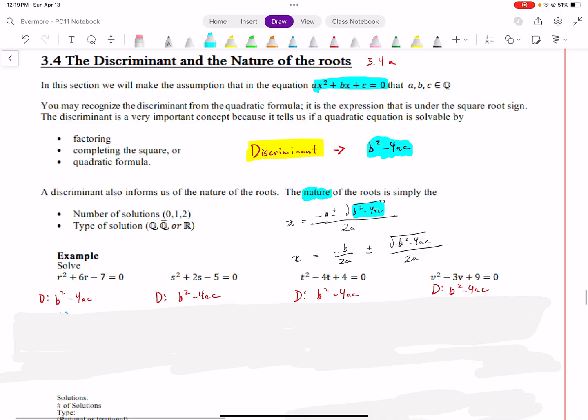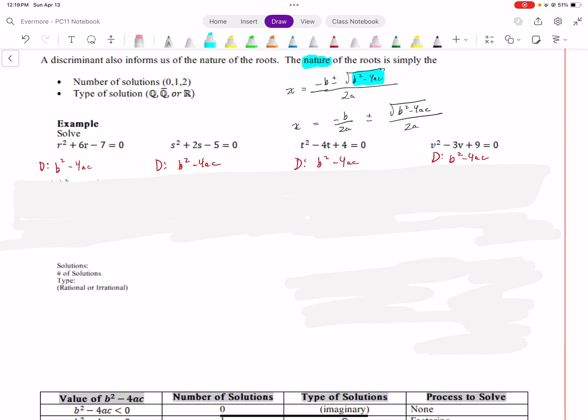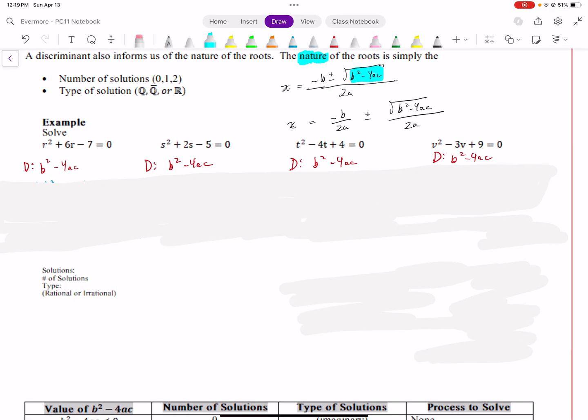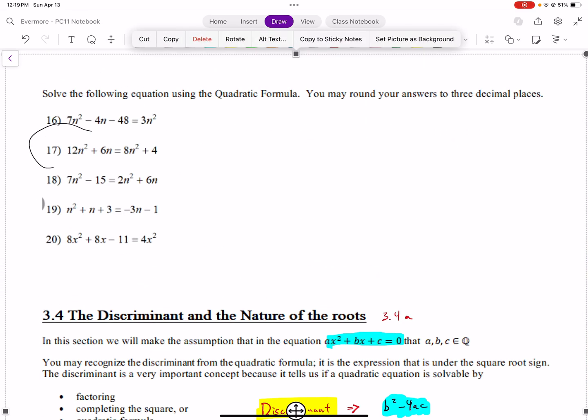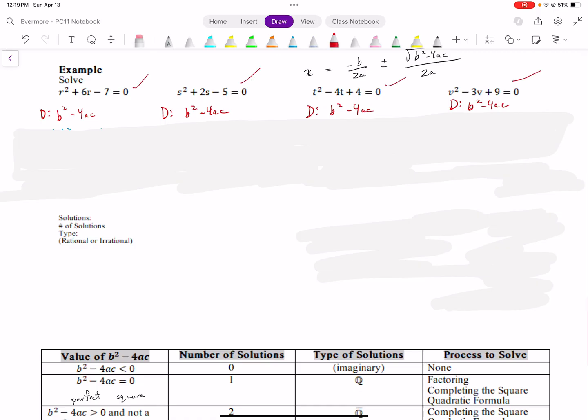So let us go through and take a look at some quadratic equations. For this example, I have four equations to solve. I understand that you know how to solve each of these four equations, 1, 2, 3, 4, we can solve them, but how? So my argument here is, let's take a look at the discriminant.